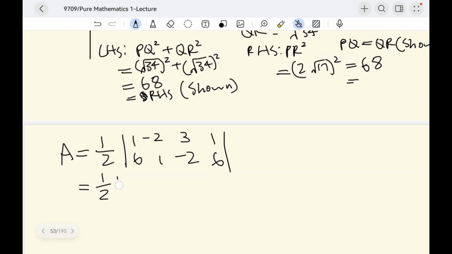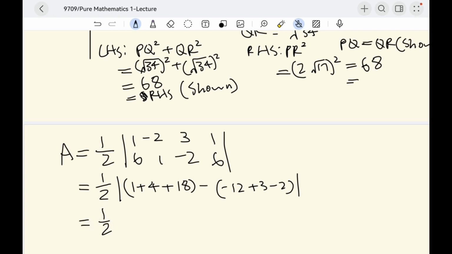So we need to say the modulus of bracket 1 times 1, which is 1, -2 times -2, +4, 3 times 6, 18. Okay, minus the sum of these three products. So 6 times -2, -12, 1 times 3, which is 3, -2 times 1, which is -2.